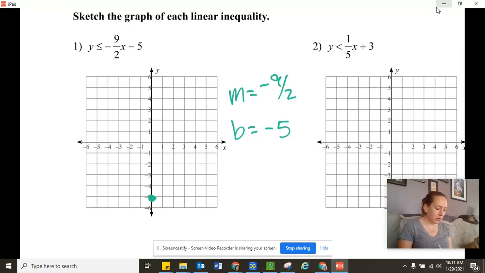So normally I would go down 9 and right 2, but I can't do that. So if I can't go down and right, I go backwards. I'm going to go up and left. So I'm going to go up 9 spaces and left 2 spaces.